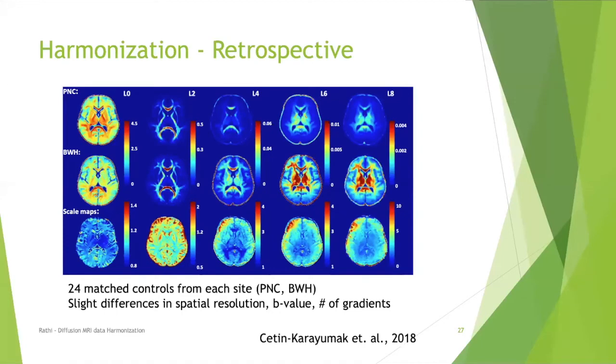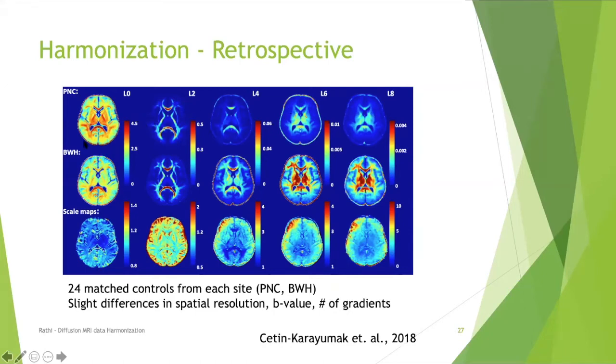And so here is an example. On the top we have in this case two data sets. One is the Philadelphia Neurodevelopmental Cohort, the PNC data. The other is the Brigham and Women's data set. On the top, you see both of them had 24 subjects matched very well for each of the sites for age, sex, IQ, etc. And on the top is the average for the group, average for each of the Risch features.